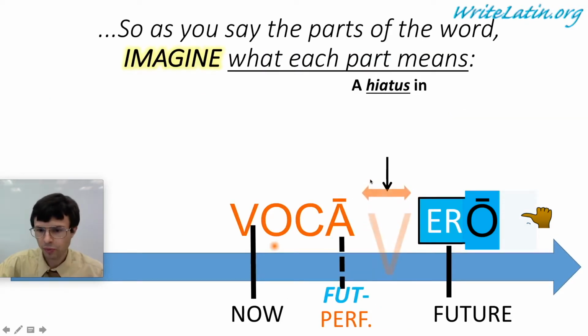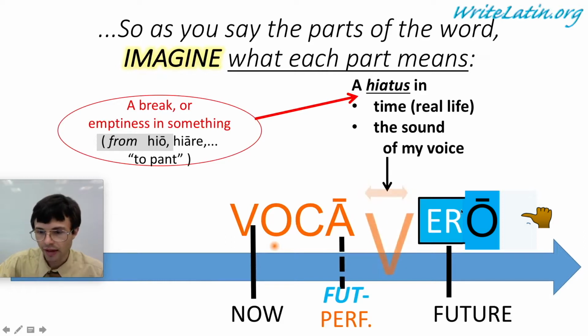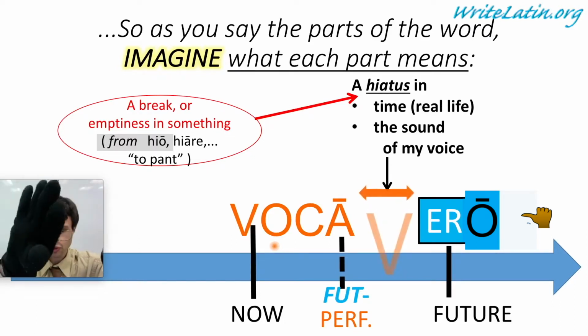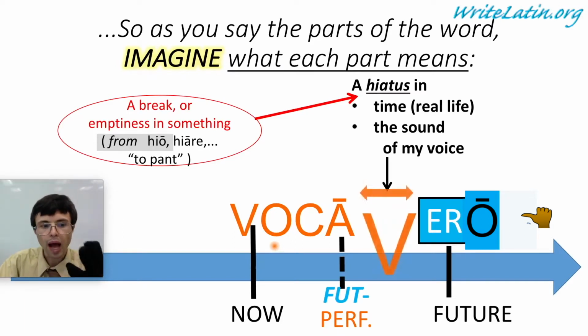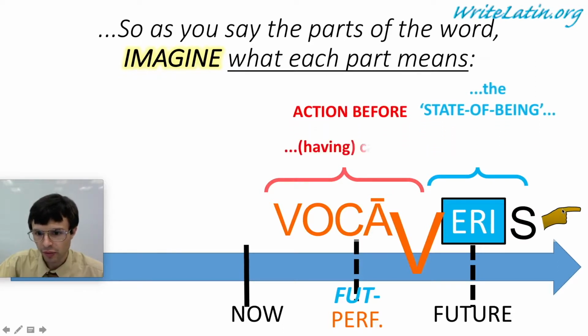And what do these parts mean? Well, the v, as usual, signifies a separation between the two occurrences in time. And it's also a separation in my voice, because that stop in my voice signifies imaginatively those two events in time as being separate. So, vocavi, I ended the sound. Vocaverint, vocaverim. And the first part symbolizes action before, a state of being, and on a more real level, it means you will be in a state of having called.